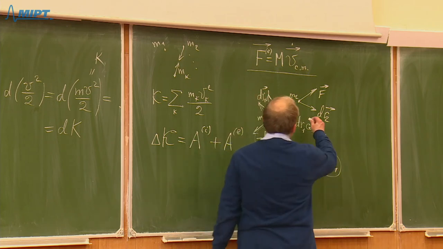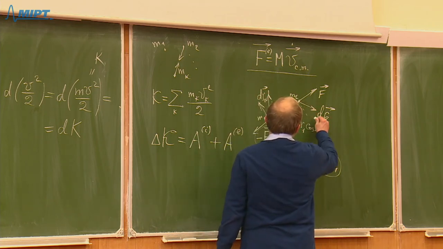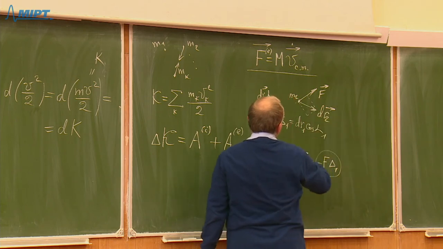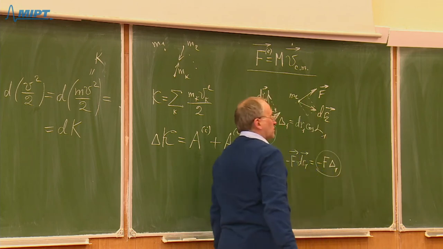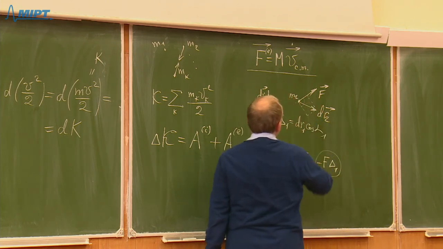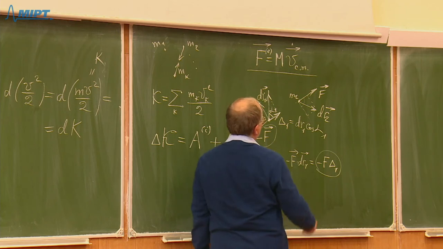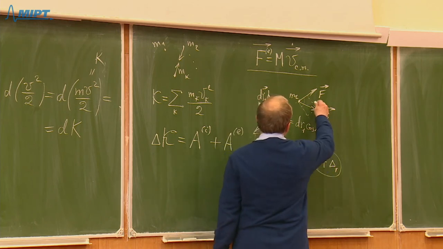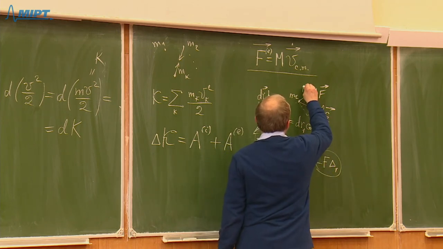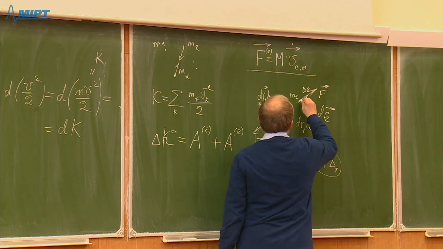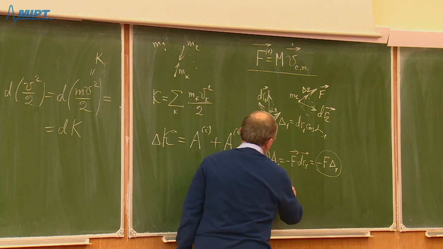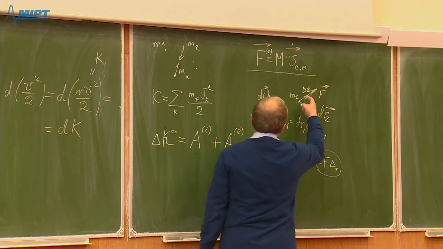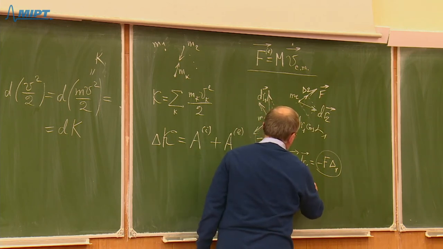The same consideration may be applied to the second particle. We may decompose the displacement into two directions. The perpendicular direction plays no role because of this angle. A right angle will give you zero cosine. So we have to take into account only this part of displacement. And so the work performed on the second particle will be F delta 2.